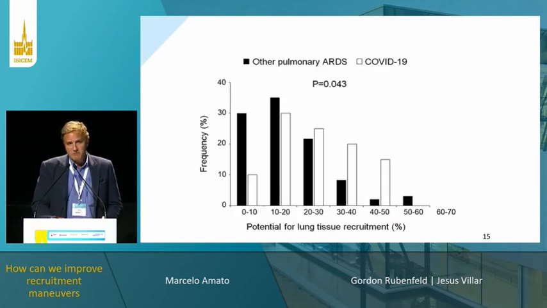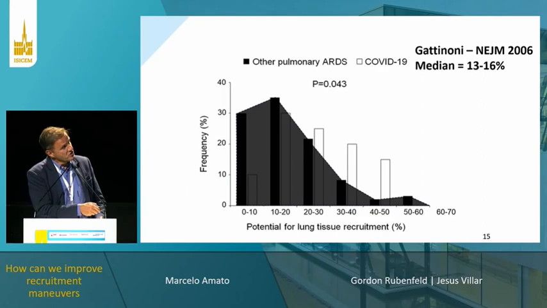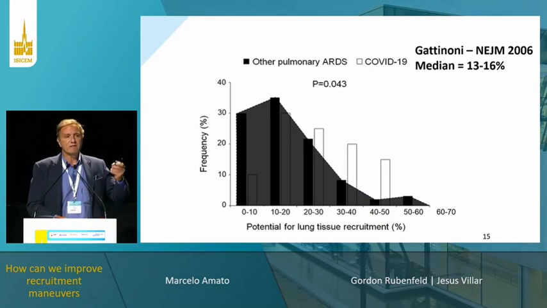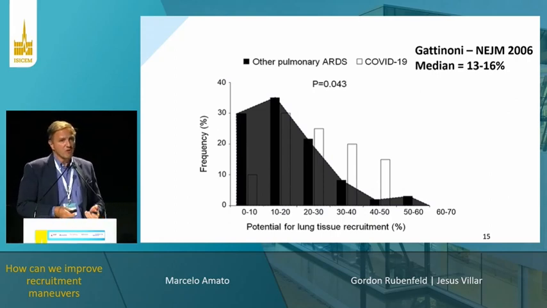If we compare this result with previous studies, in black, you have the famous study from Gattinoni that was published in the New England Journal, where he showed that the average or median value for recruitability is 13%, which means that only 1/10 of your parenchyma can be recruited. So it's very questionable, with this very low number, if it's worth it.